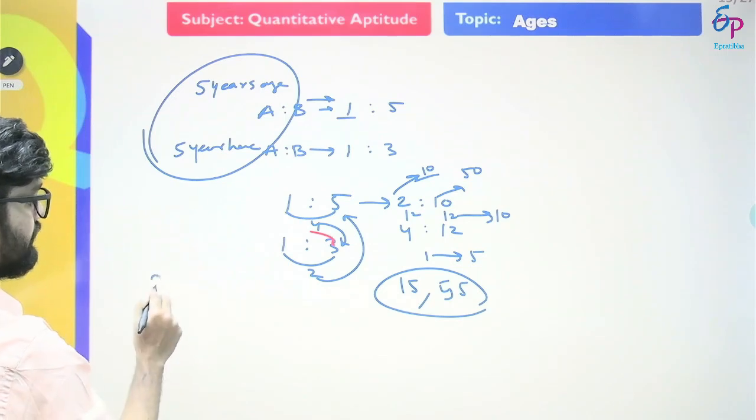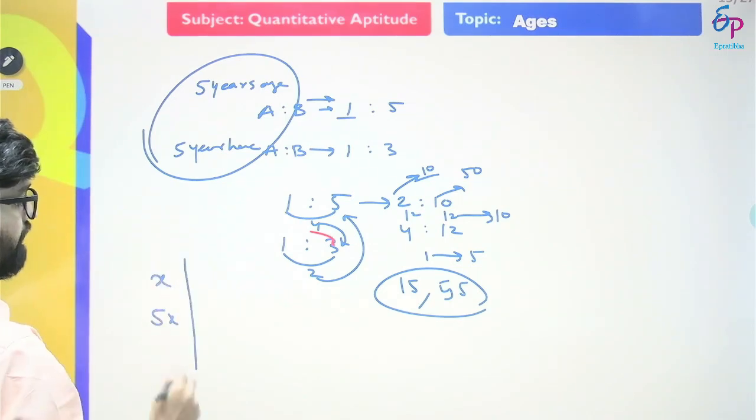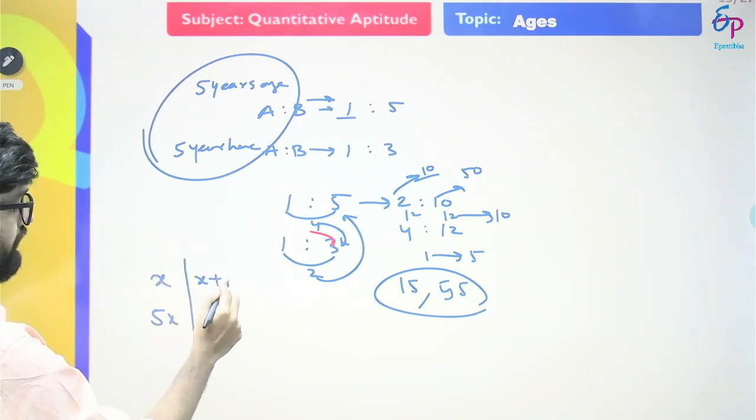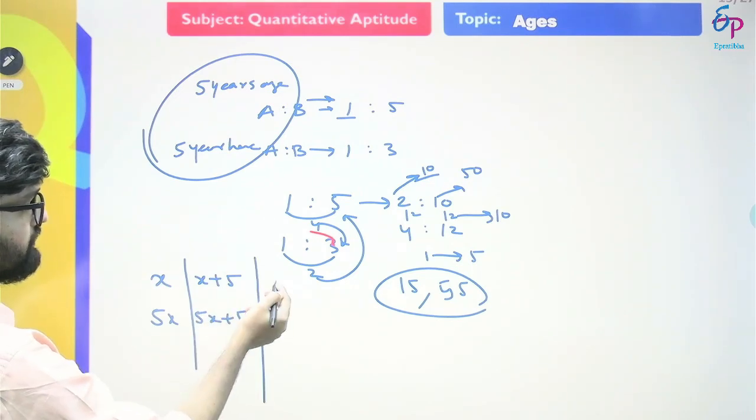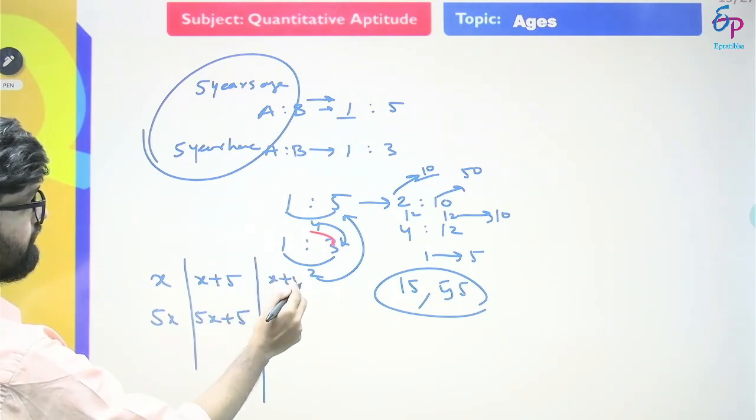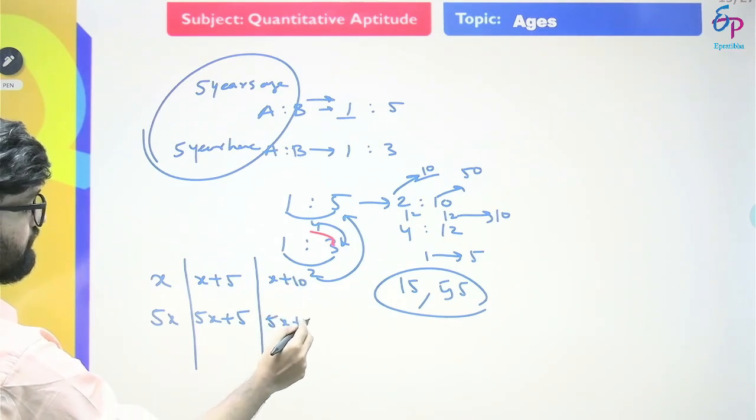Or else we will see what we can do. This I can take as x, this I will take as 5x. After 5 years, it will be x plus 5, and this is 5x plus 5, and this will be x plus 10, and this is 5x plus 10.